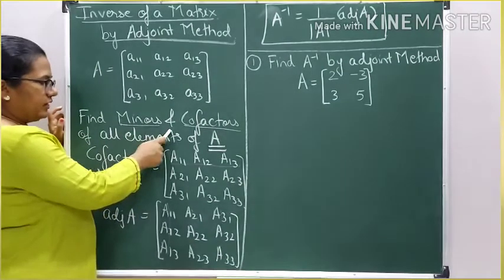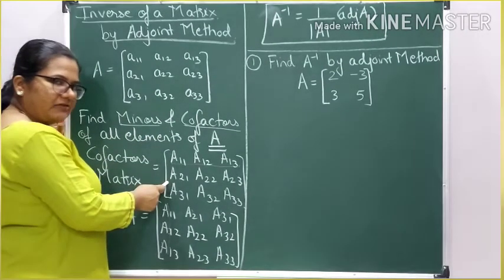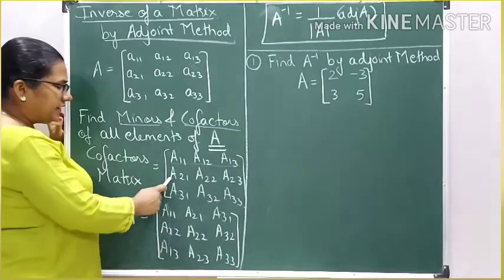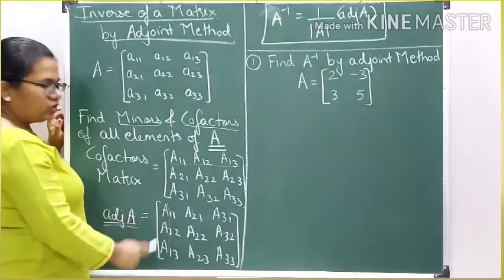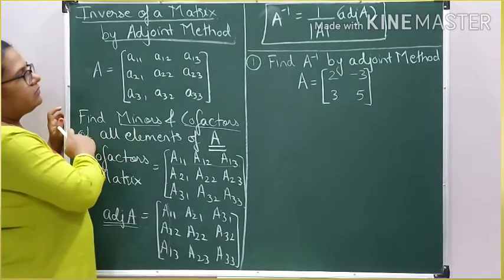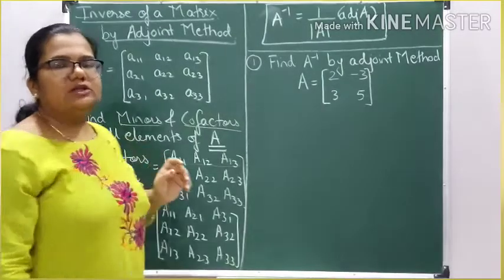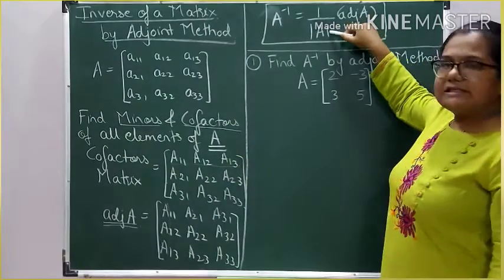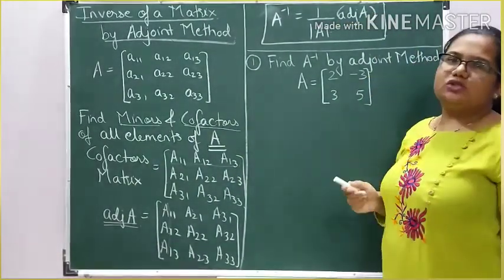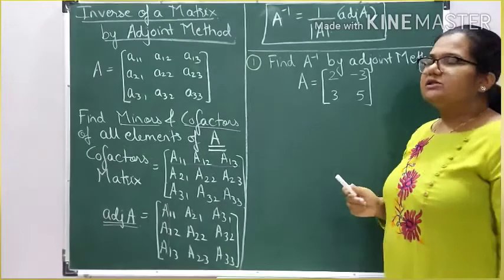So find the cofactors, write the cofactors in the matrix form, take the transpose of the cofactors matrix. It is called the adjoint of A. And what is the formula for finding the A inverse using the adjoint method? A inverse is equal to 1 upon determinant of A into adjoint of A. Okay, this is more simple.